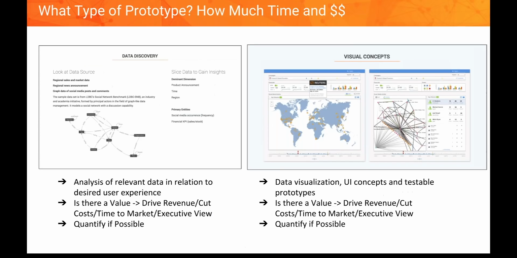Then we start to look at what kind of prototype. We can do simple things, which is a simple diagram. You can use the Neo4j product. You can load up a quick data set. You can start to look at those data elements and start to look at that. In some cases, you might need a little bit more of a visual concept. You might need to show the end user of what their dashboard might look like. And we can do this in either low fidelity or high fidelity when it talks to the customer.